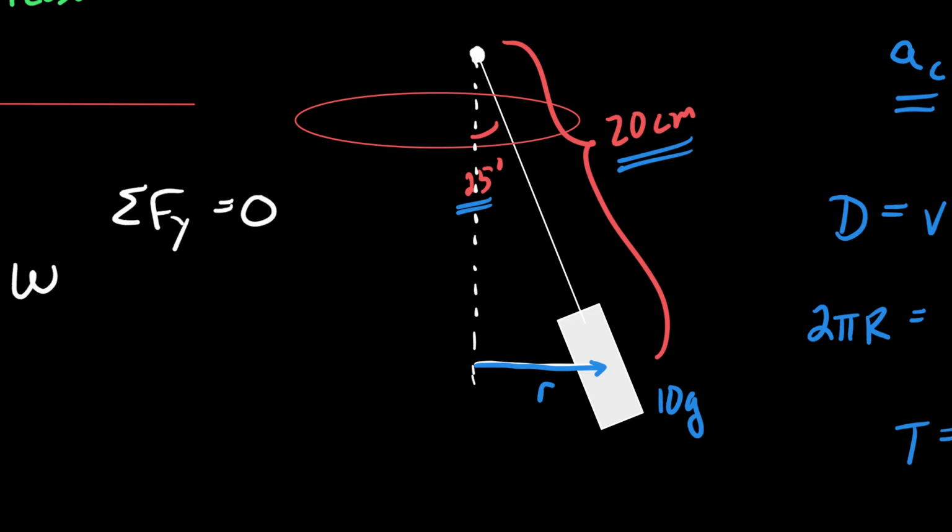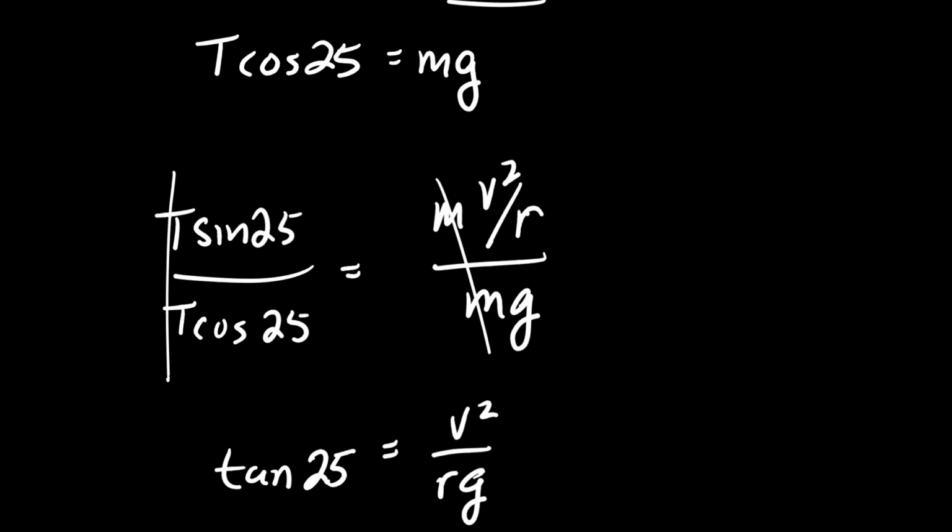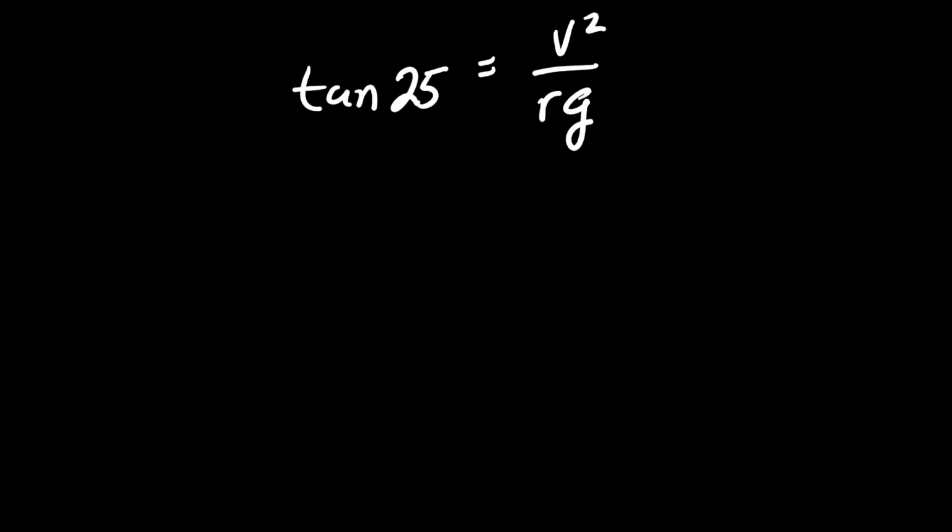All right, let's do that. Let's figure out what r must be. So I think r is going to be 20 sine 25. Is that okay with you guys? All righty. So now I'll go back over here, and we'll write this again as tan 25 equals v squared over 20.